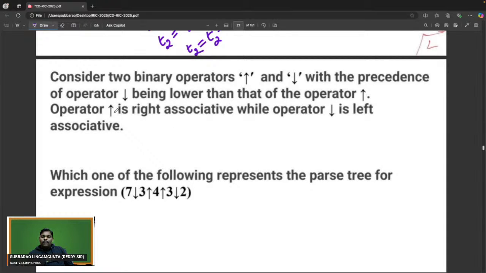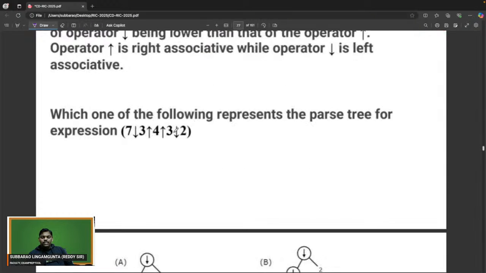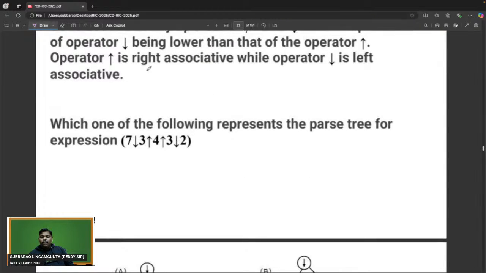Operator up is right associative, while operator down is left associative. So this is the expression. Remember, up arrow is right associative, down arrow is left associative. Whatever conditions he mentioned, let's see first. Let me round it first.